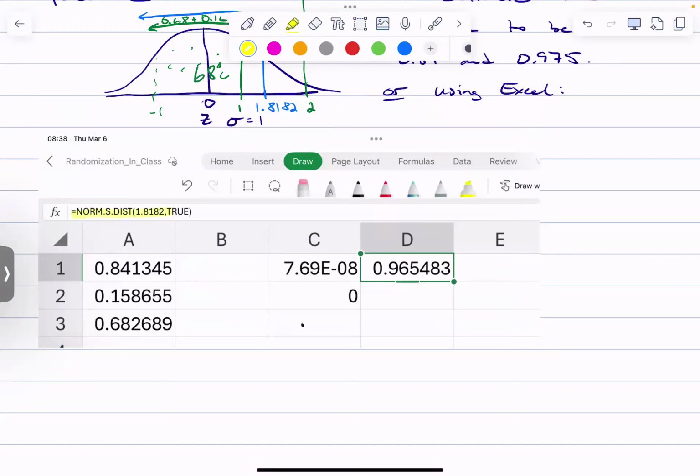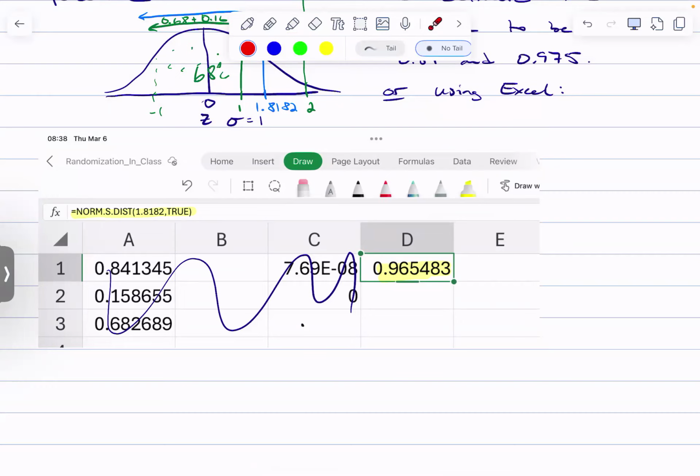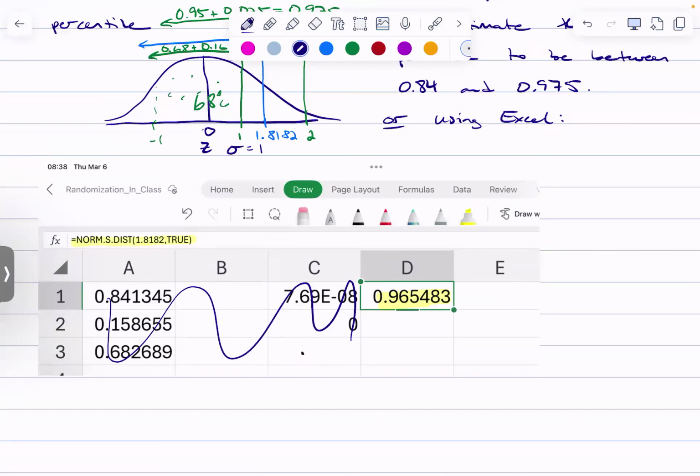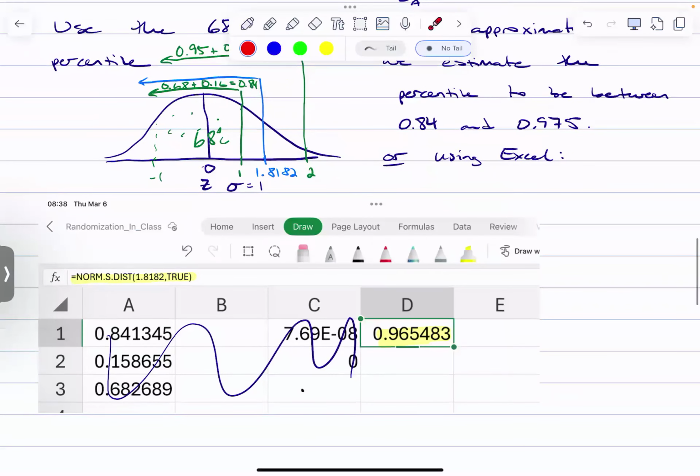So again, you can ignore the rest. Especially this dot, it's in a cell. It's weird. But is 0.965483 between 0.84 and 0.975? Sure is, right? And so we are able to approximate it, but of course, software makes it better.